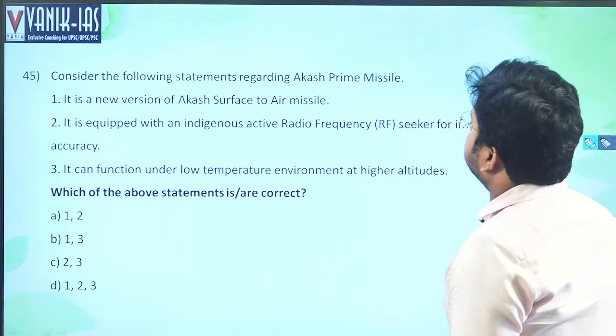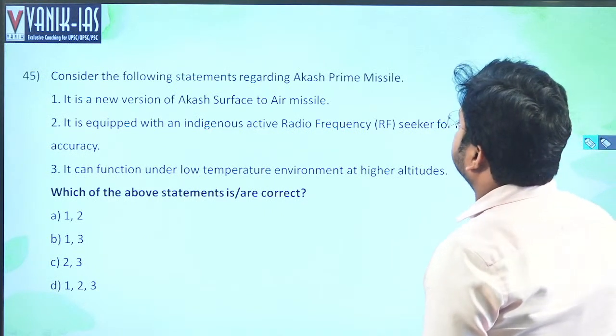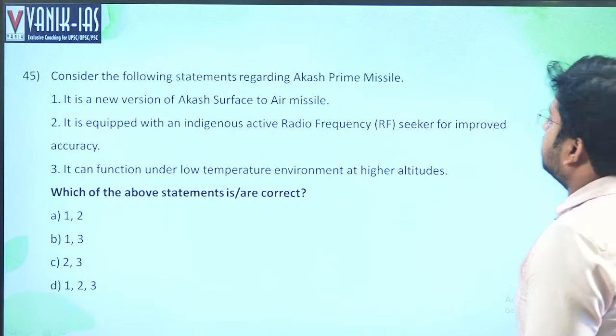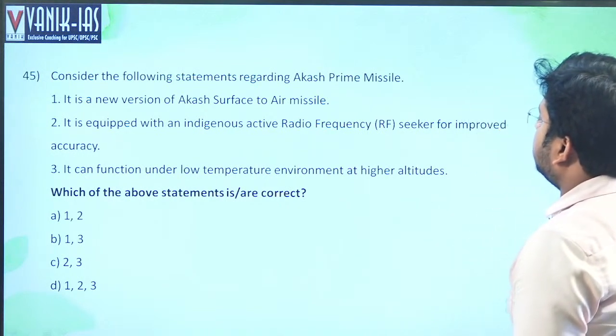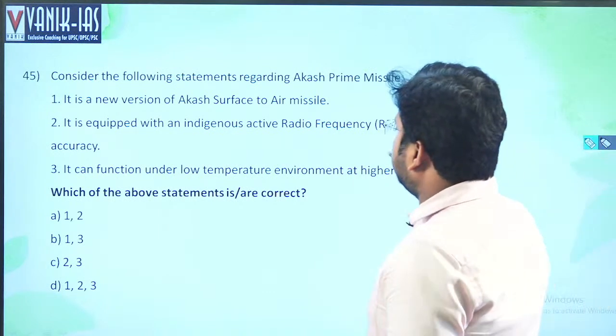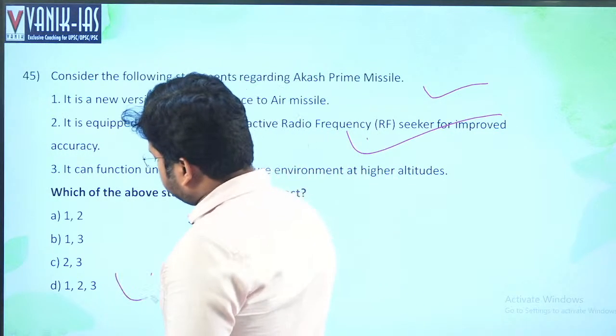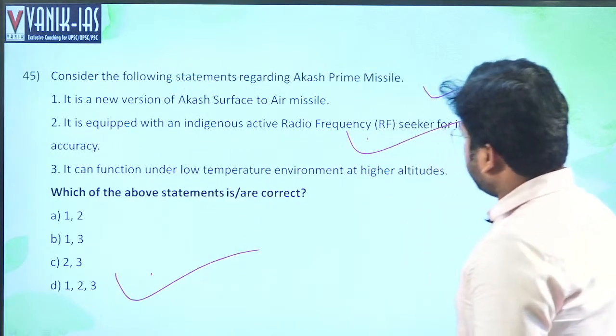Consider the following statements regarding Akash Prime missile. It is a new version of the Akash surface to air missile. Yes, Akash is a surface to air missile. It is equipped with an indigenous active radio frequency RF seeker for improved accuracy. Yes, this is right. It can function in low temperature environments and high altitudes. All the options are right regarding Akash Prime missiles.